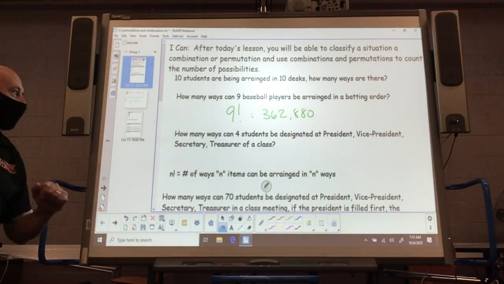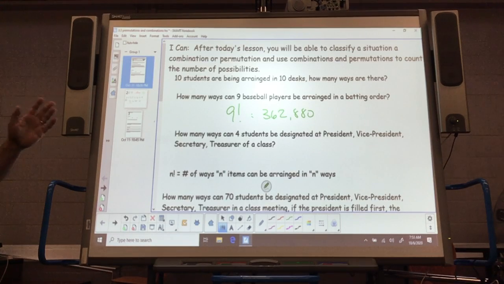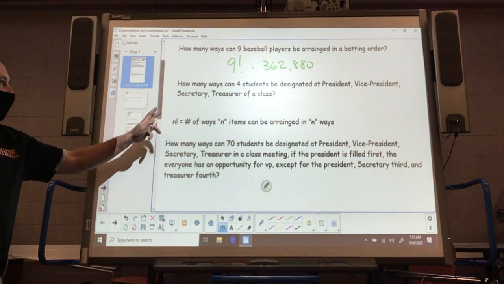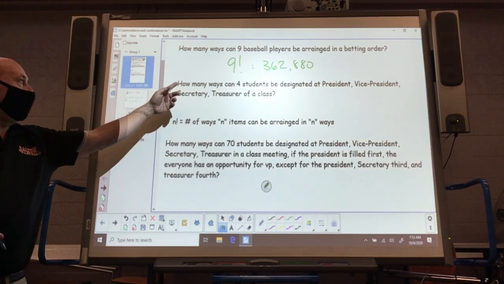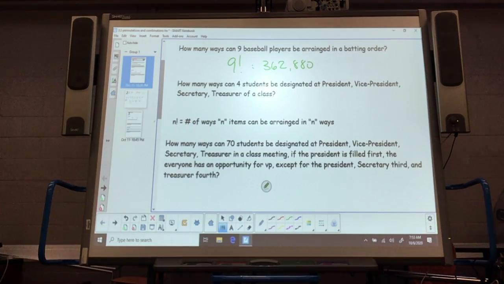All right. How many ways can 4 students be designated president, vice president, secretary, treasurer? Okay, we just did this problem. We're looking at the idea of, oh, I'm sorry, let's go back. You have 4 students. How many ways can we arrange them to be president, vice president, secretary, treasurer? We just have 4 students. How can we do that? 4 students. We want to arrange them as president, vice president, secretary, treasurer.